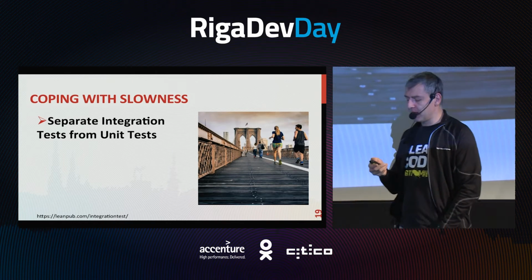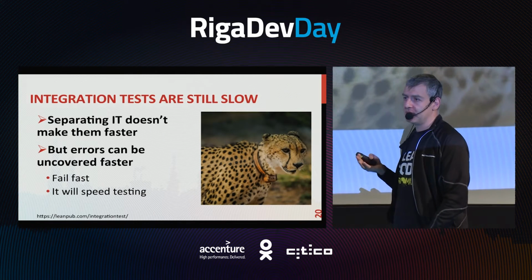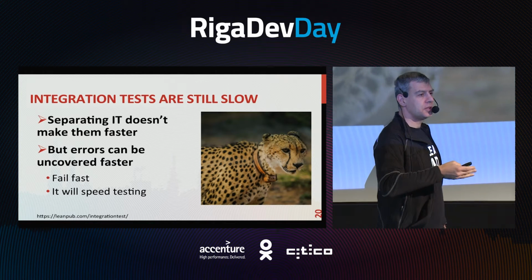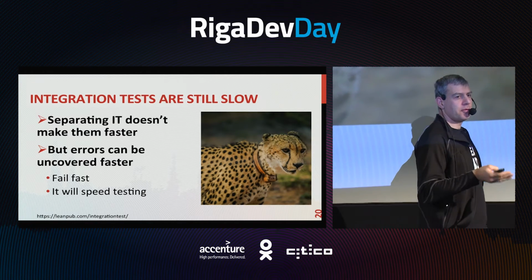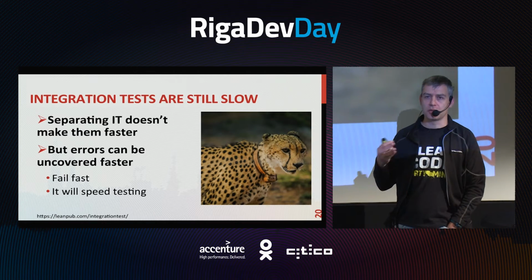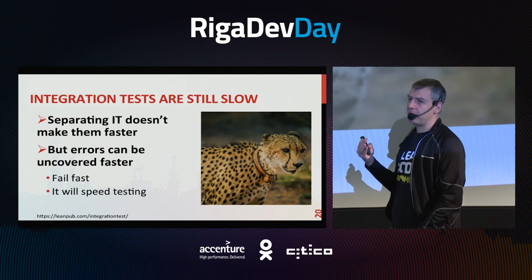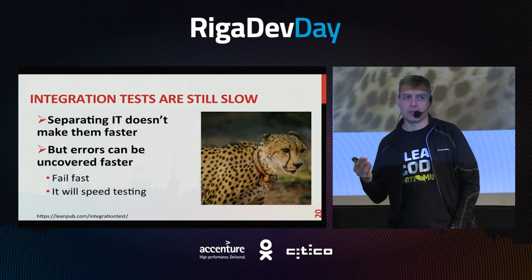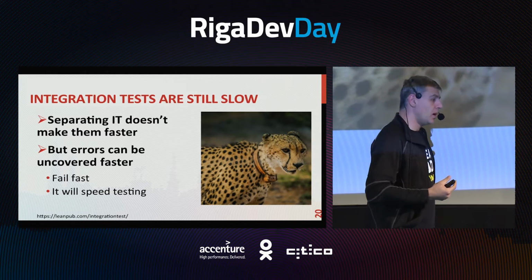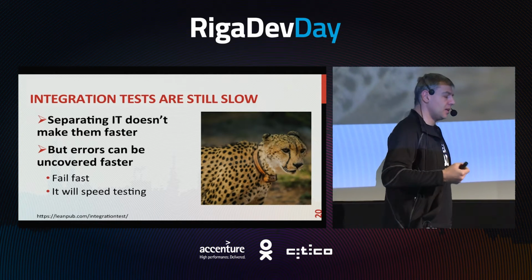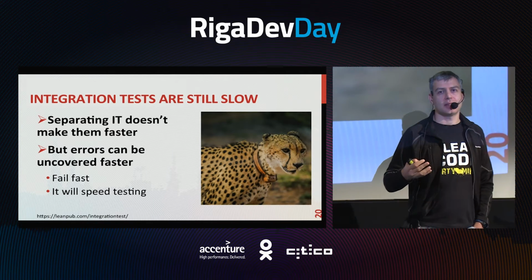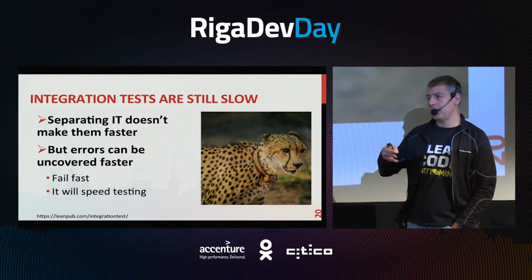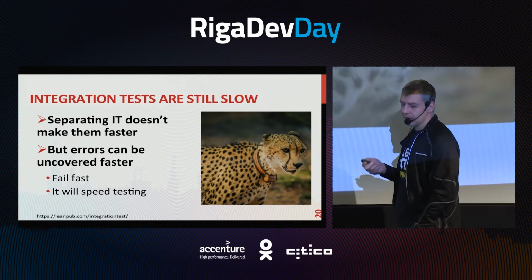Of course, that won't make them faster, but at least you will first fail your unit test. That means you will fail fast. That's good, because then you can recover from them faster. That's one of the reasons why you don't want to only have integration tests, because they are quite slow and because they fail in a very slow way, so that it really slows down your feedback loop. So you separate integration tests from unit tests.